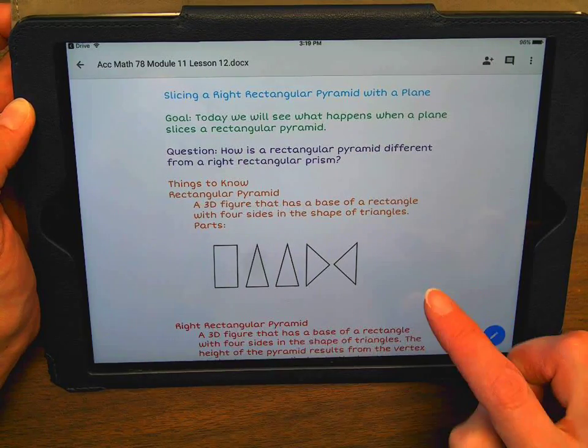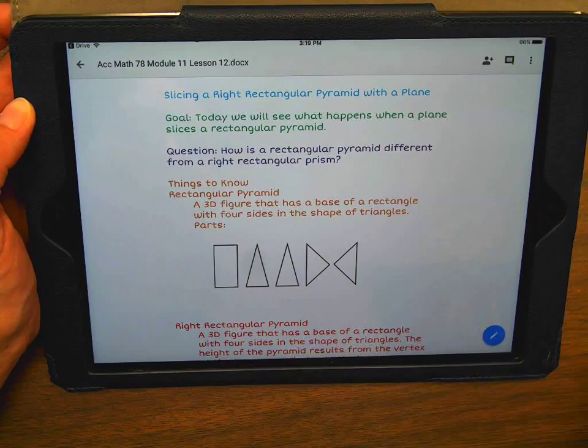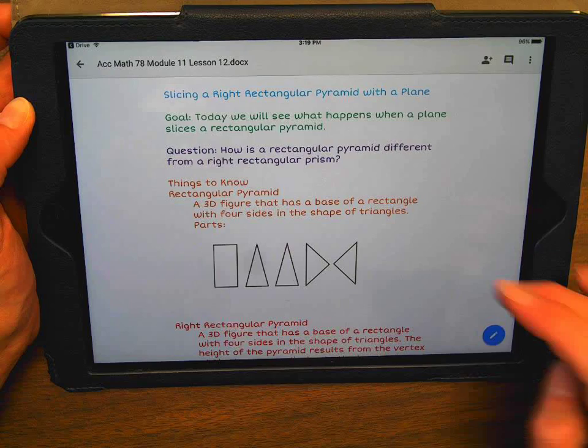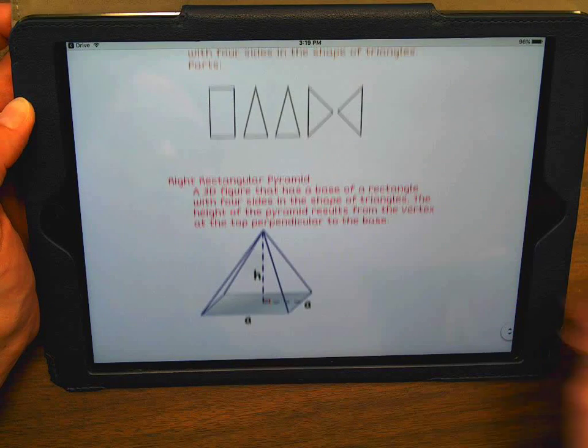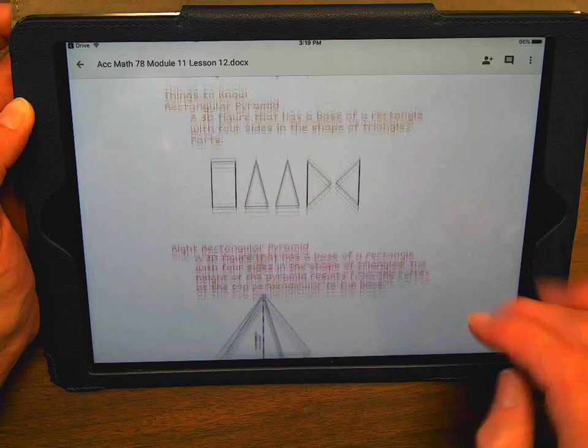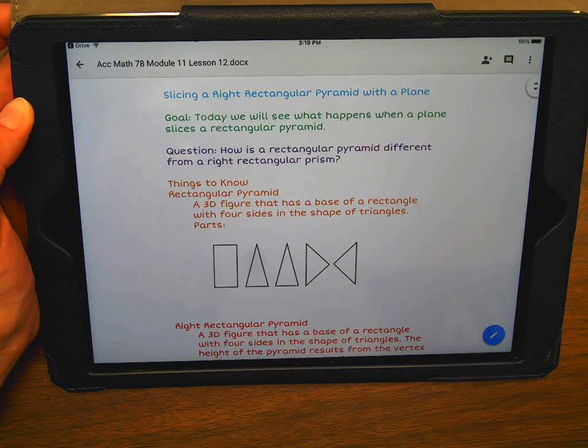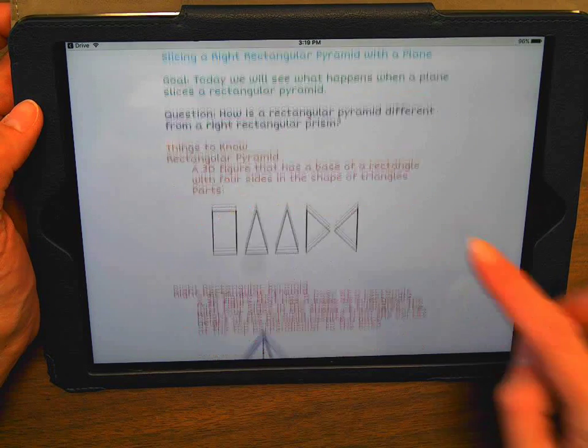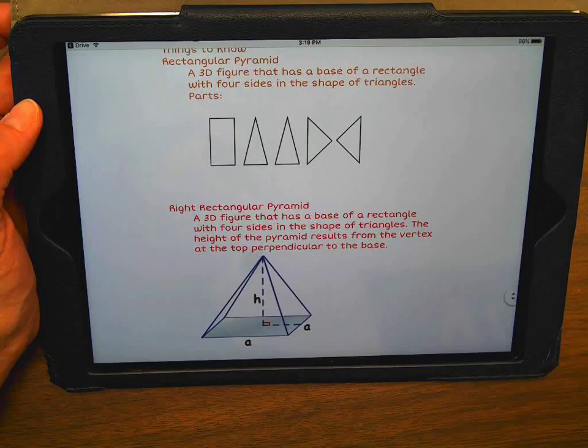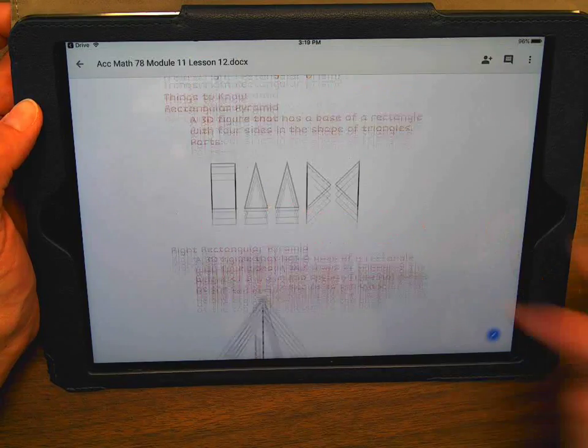You can, however, answer this question: how is a rectangular pyramid different from a right rectangular prism? You could tell me the difference between those. All right, that's all that I have for you right now. I don't really have anything for you to work on. You can answer that question for me, but today's notes were more figuring out what types of shapes we're talking about and what they mean.